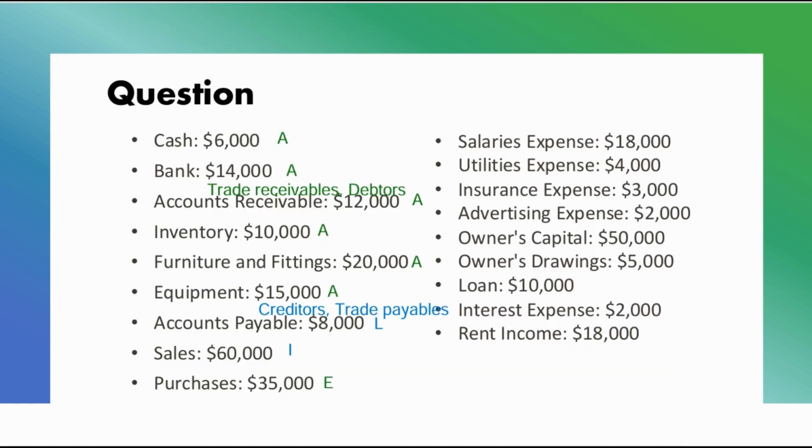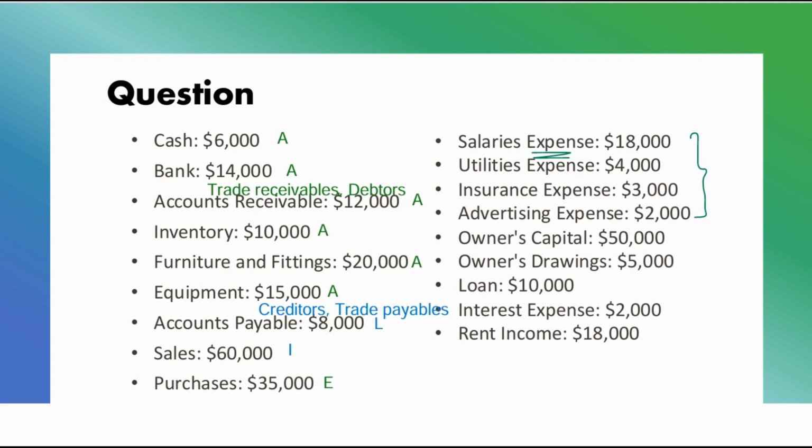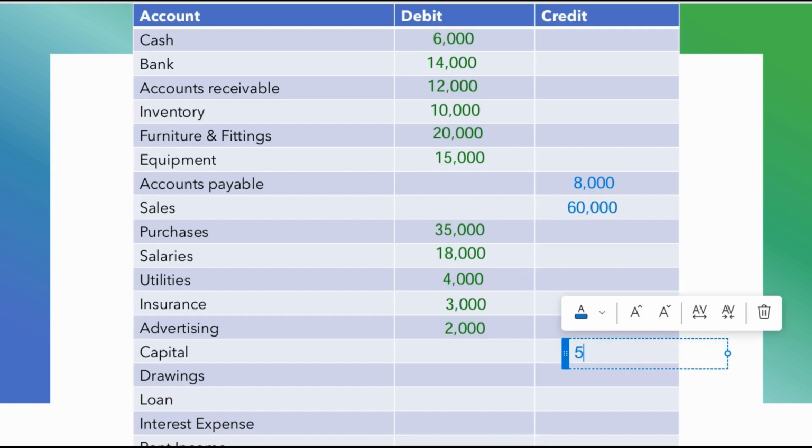Salaries expense. As the name suggests, it's an expense. Same case with utilities, insurance and advertising. They all are expenses. So in one go we can enter all the balances. Now we have owner's capital. This is owner's equity. Owner's contribution to the business. And it's pretty straightforward. It's on the right hand side of the equation, so they generally have a credit balance. 50,000 will be credited.